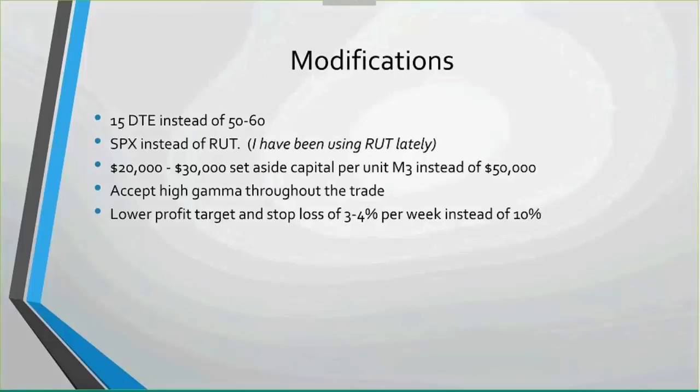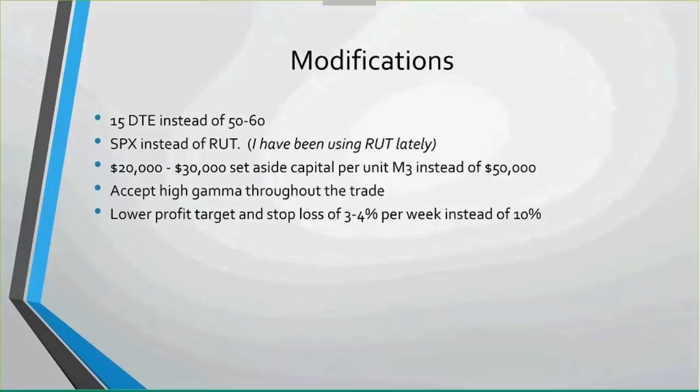I used SPX instead of Russell 2000 because the fills were so hard. Russell Weekly doesn't have enough volume, so you use SPX options. And the monthly M3 takes about 50,000 capital per unit. In this case, it's going to be a lot lower, about 20 to 30,000.